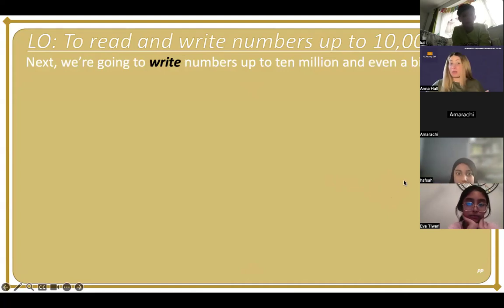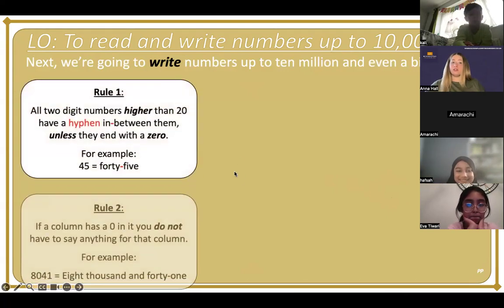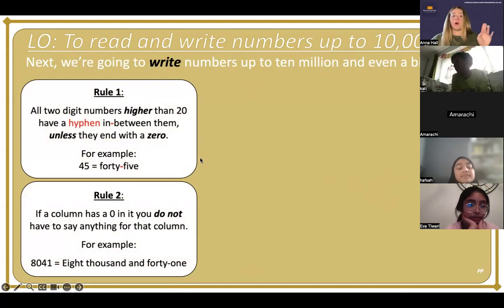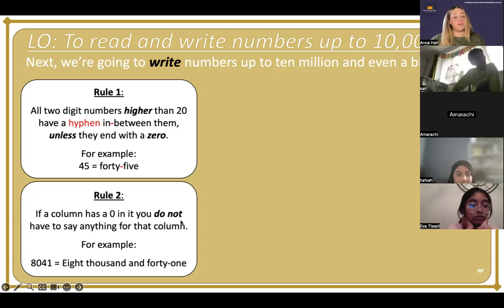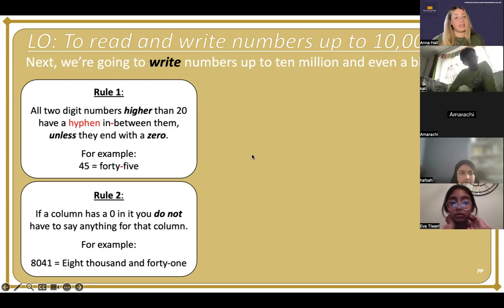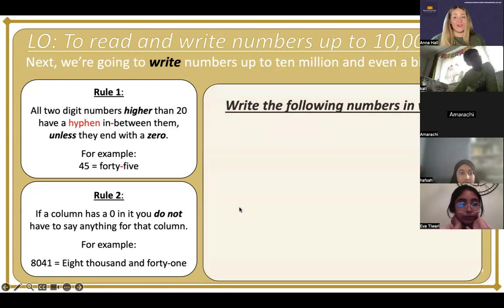Now, the next thing we're going to do is we're going to write the numbers up to 10 million and even a little bit beyond that. So remember these rules. All two-digit numbers higher than 20 have a hyphen in between them, unless they end with a 0. For example, 45. And remember, if a column has a 0 in it, you do not have to say anything in that column. Okay.